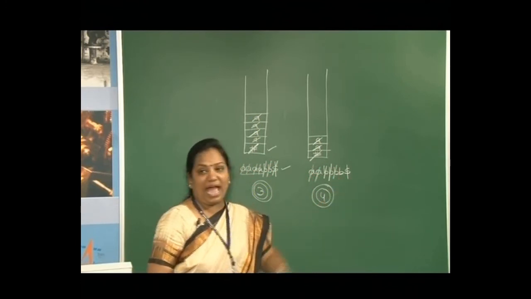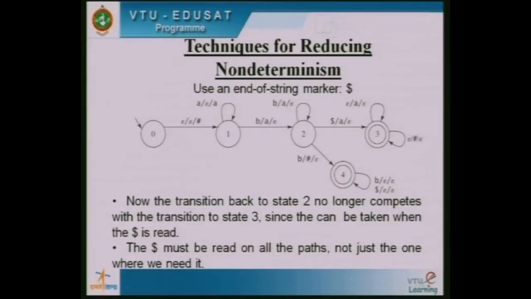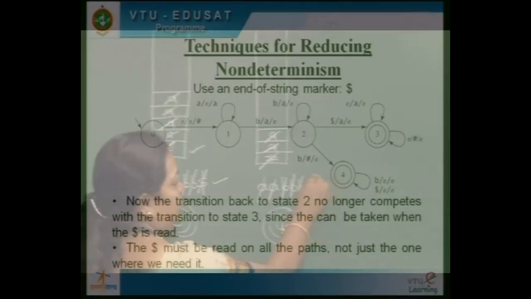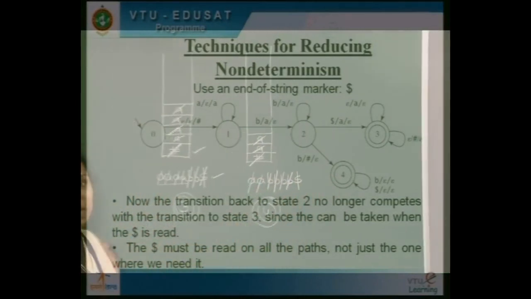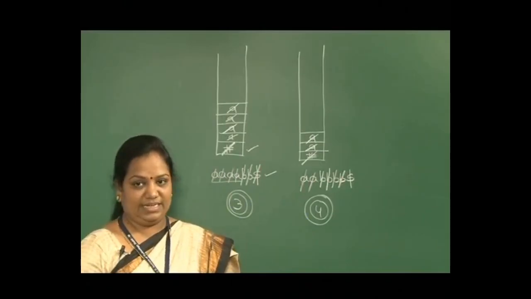So for these two, I have two transitions here. That is, you have input symbol B, stack is empty, then what to do? Pop the stack and be in the same state. Similarly, once B, stack is empty, then what to do? B is consumed and be in the same final state.